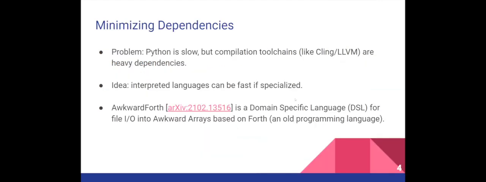Okay, so we have the problem on our hands, which is Python is slow, but if you want to speed it up, you need some sort of compilation toolchain, but they are heavy dependencies. So what do? Well, you use a specialized interpreted language. This paper released in 2021 introduced AwkwardForth, which is a domain-specific language for file I/O in Awkward Arrays. The VM for AwkwardForth ships with Awkward Array, and it's very easy to install, which sort of eliminates the problem of heavy dependence. AwkwardForth is, of course, based on Forth, which is an old programming language, and we'll see ahead, it's also weird.